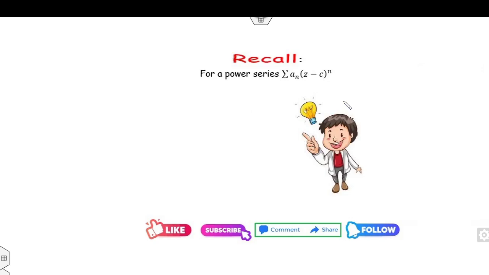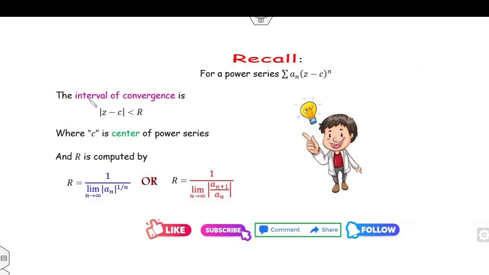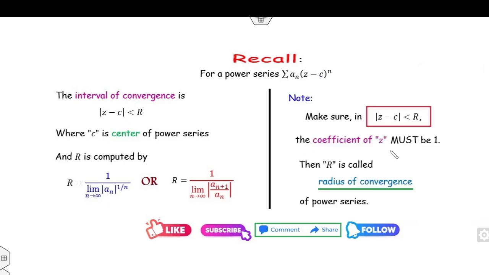If I quickly recall the concept of the power series, here the value of C is known as the center of the power series. Then you can define the interval of convergence as |z - c| < R, where C is called the center of the power series, and R is computed either by using equation number 1 or by equation number 2. You can use either of the formulas, but whenever you are using the interval of convergence |z - c| < R, make sure the coefficient of z must be 1.